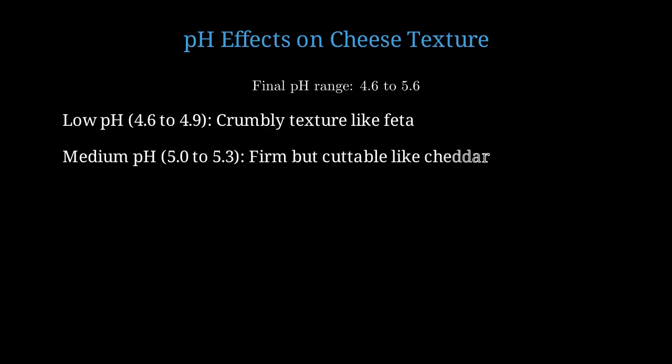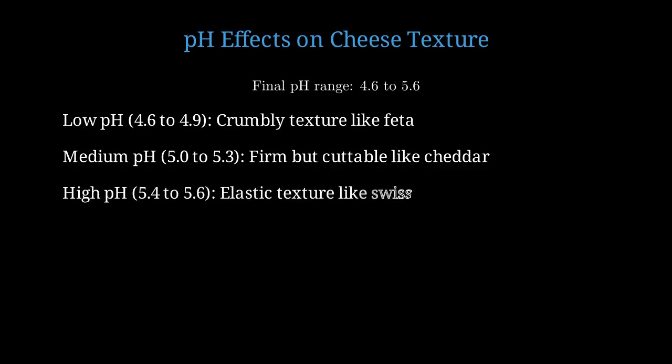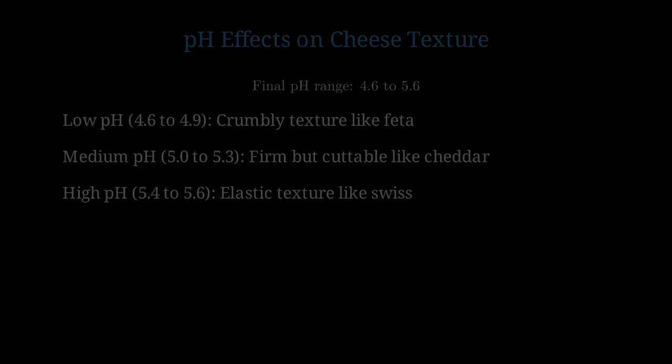Medium pH cheeses, from 5.0 to 5.3, maintain enough calcium bridges to be firm but remain sliceable. This includes cheddar and Gouda. Higher pH cheeses, from 5.4 to 5.6, have the most intact protein network and develop elastic, stretchy textures. Swiss cheese is a good example.